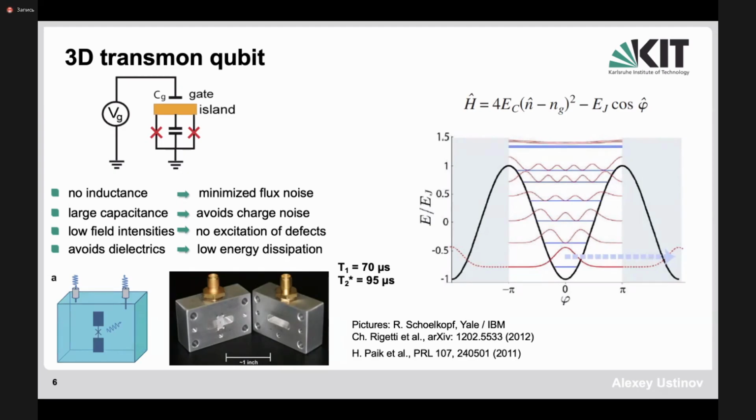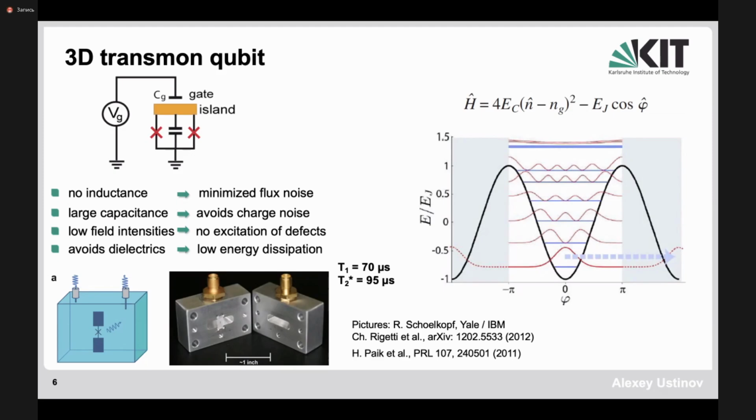Nowadays, material improvement and experience of many labs which fabricate superconducting qubits brought the two-dimensional geometry also to the range of about 100 microseconds. But meanwhile, the three-dimensional geometry was developing as well, and now 3D transmons have coherence times of the order of a millisecond.